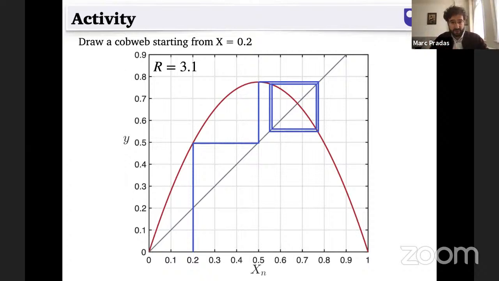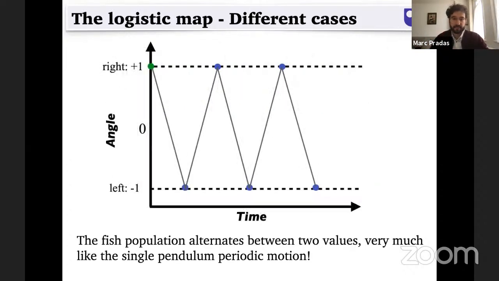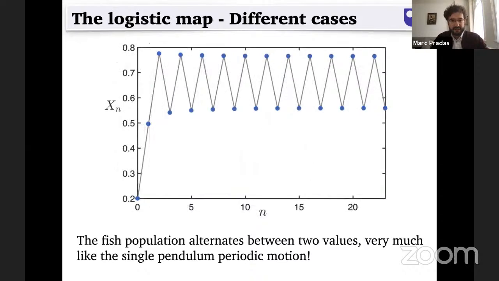So this shows that the sequence eventually ends up in a periodic motion, which can be seen more clearly if you plot the sequence versus the number of iterations. As you can see, we have these two numbers that are repeating. Perhaps now you can recognize this from what we saw at the very beginning. You remember the single pendulum. When we tried to quantify it in terms of a sequence, we saw that the single pendulum could be quantified in terms of a repeated sequence of numbers, which is basically what we observe here in the logistic map when r is larger than 3.